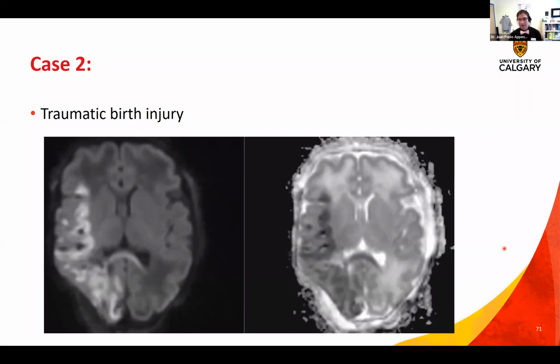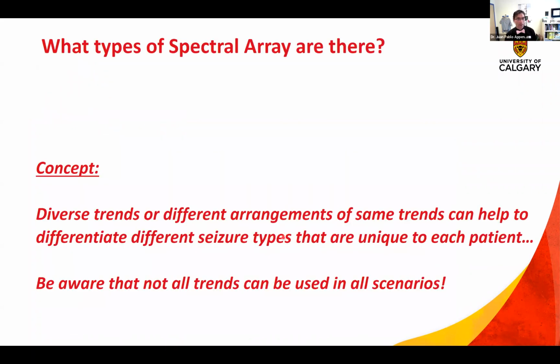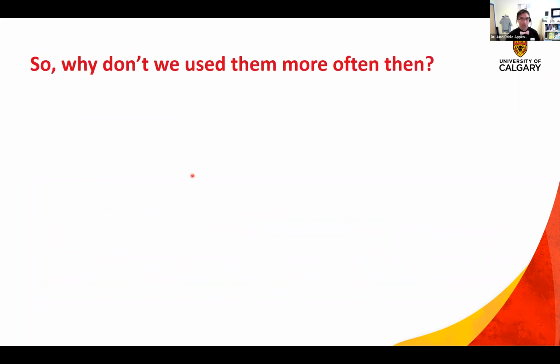But I think it's that, and you can see why he had right central seizures, because the child had to be extracted with forceps, and unfortunately there was a fracture and a brain injury because of that. But the child would have died otherwise. So diverse trends, or different arrangements of the same trends, can help to differentiate different seizure types that are unique to each patient. So keep that in mind. But be aware that not all the trends can be used in all scenarios.